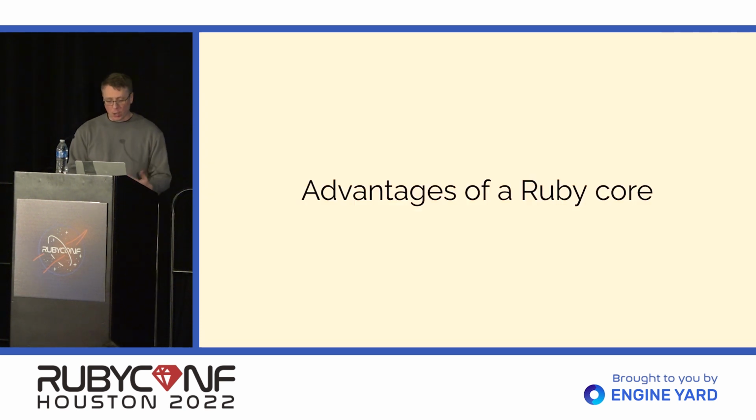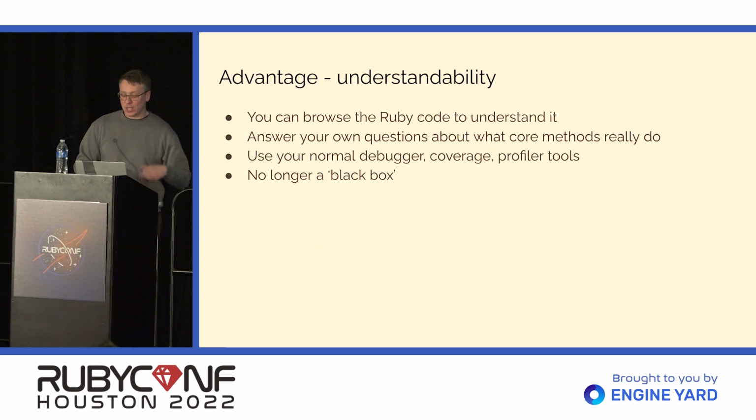What are the advantages of doing our core in Ruby? One advantage is understandability. You can browse the Ruby code to understand it. If you know Ruby, you can go and see how the core library routine works. You can answer your own questions about what core methods really do. Does this method do this? Does it do that? You can try and read the documentation. The documentation isn't always great. If we have the core libraries written in Ruby, it's a single source of truth written in the one language that as Ruby programmers, we all share and all understand. You can use your normal debugger, coverage, and profiler tools. It's no longer a black box that's impenetrable written in C and a really esoteric version of C as well.